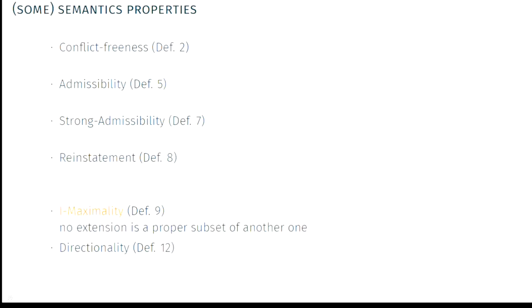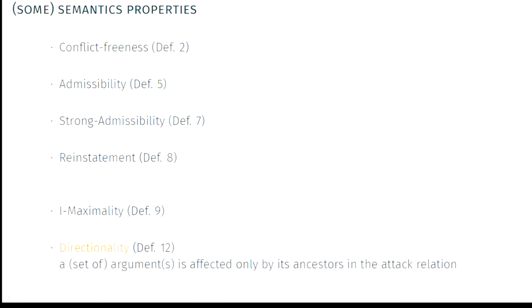Maximality: if you have a set of arguments and another set of arguments that satisfies the same principles but is just bigger, that is, subset maximal, then you might want to consider the maximal one. And then directionality: the acceptability status of an argument depends only on the attacks it receives, not on other weird conditions somewhere in the network you are considering.